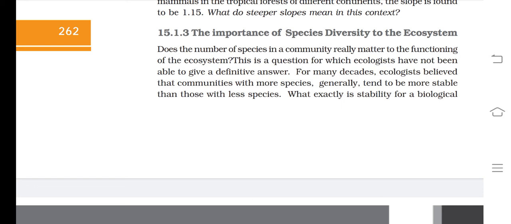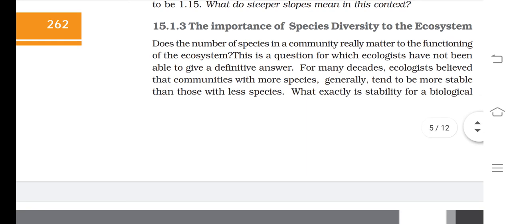You know that in each and every ecosystem, different levels of species diversity are found. In some ecosystems a large number of species are found, so many species are there, while in other ecosystems minimum species are there. Some ecosystems have greater diversity while others have lesser diversity. So in this question we will talk about the importance of the species diversity found in different types of ecosystems.